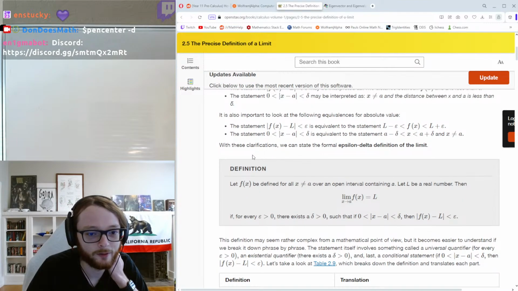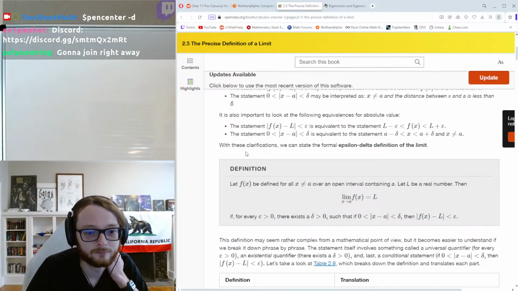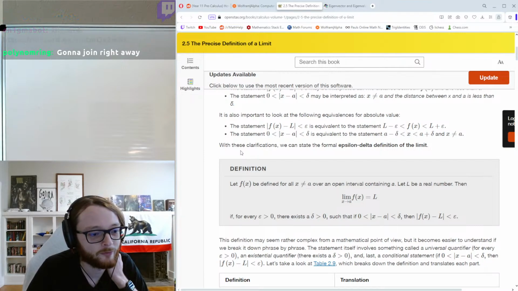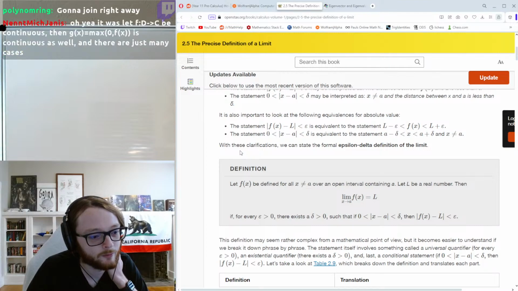Awesome, Polynomial Ring. Let f map D to C be continuous, then g of x equals max of 0 and f of x is continuous.